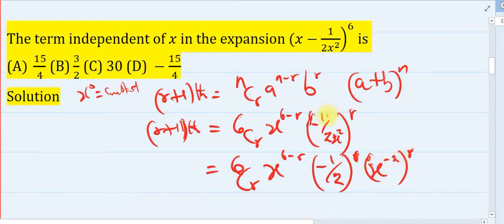I used laws of indices. So (-1/2)^r times 1 over x squared. (-1/(2x^2)) is the same thing as (-1/2) times 1 over x squared, and 1 over x squared is the same thing as x raised to power minus 2. So that's why I split it this way. The next thing is let's continue expanding.